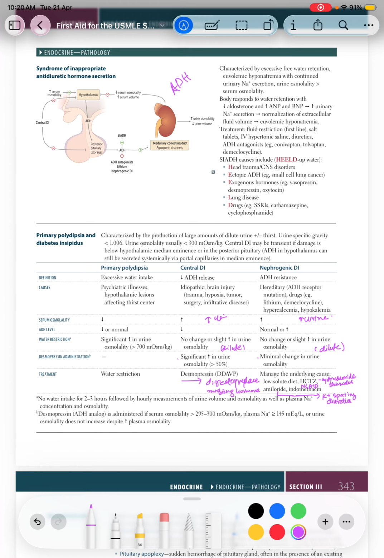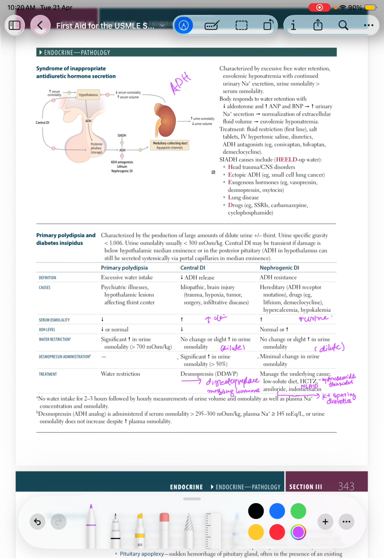ADH is secreted by the hypothalamus and it goes to the posterior pituitary, which releases the antidiuretic hormone, and it acts on the kidneys. Now it is characterized by excessive free water retention, euvolemic hyponatremia, with continued urinary sodium excretion. Urine osmolality is greater than serum osmolality.